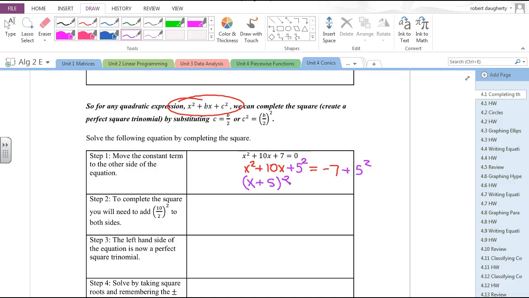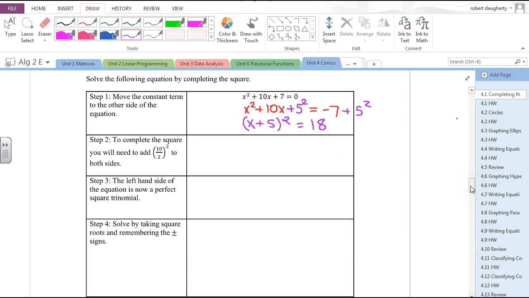So x plus 5 squared equals, what's 25 minus 7? Let's go with 18. Now, how do I solve this? I take the square root of both sides. So if I take the square root of both sides, I get x plus 5 equals, what do I write next? Plus or minus, something we did last semester.